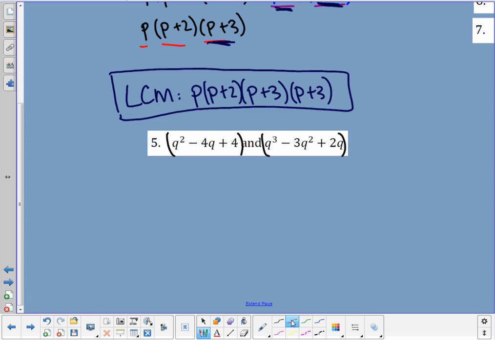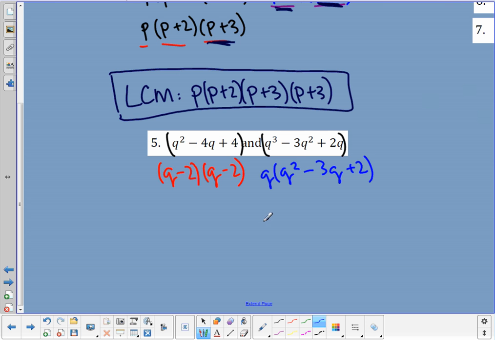So first, factor, factor, factor. So I have q squared minus 4q plus 4. I need a product of 4, sum of negative 4. That's going to be q minus 2 and q minus 2. Then q to the third minus 3q squared plus 2q. I can take a q out from all of them. That leaves me with q squared minus 3q plus 2.